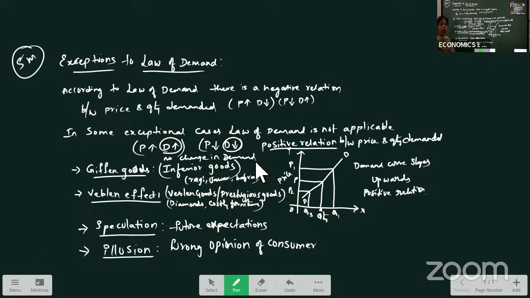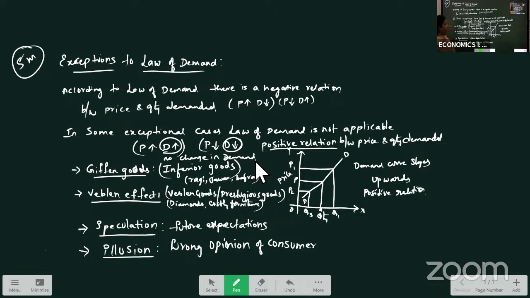Illusion. Illusion is the wrong opinion, the false idea of the consumer, that high priced items are of good quality and low priced items are of low quality. But it is not true all the time; it is a false idea of the people. So in these cases, the law of demand is not applicable.